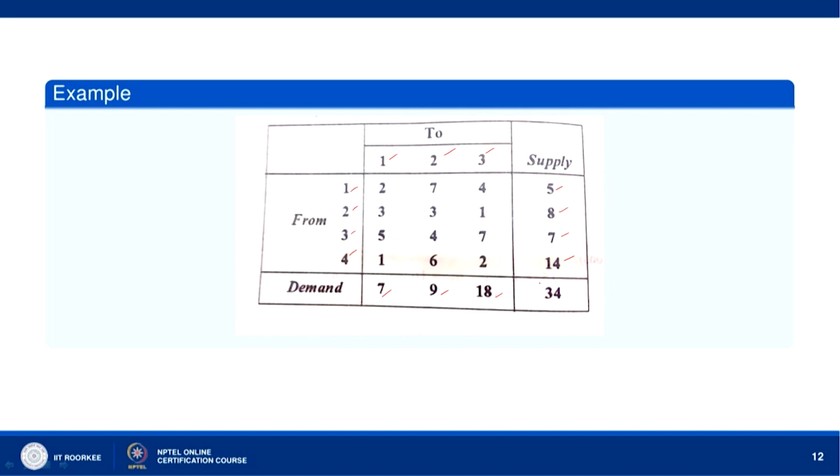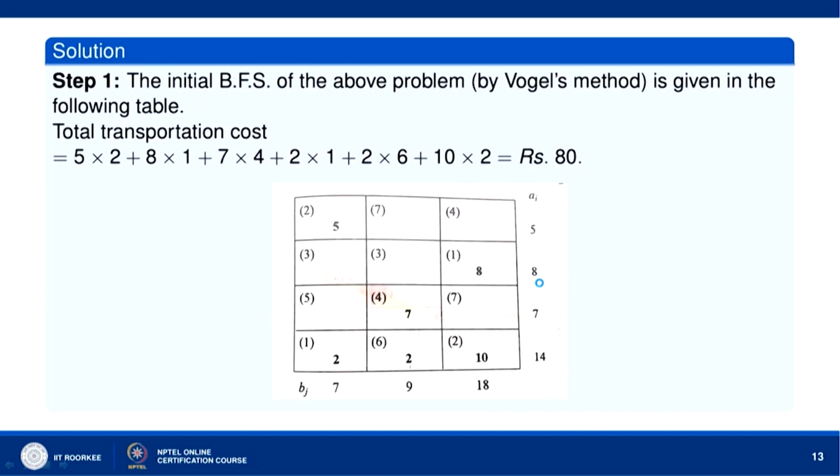Now, we have already got the solution of this problem by the Vogel approximation method, and we have seen the allocations that have been made to the cells here. So, let us use that initial BFS by the Vogel approximation method. When we applied it, we got the allocation 5 to the cell with cost 2, this is cell 1 1, and then we allocated 8 to this cell with cost 1, that is second row and third column.